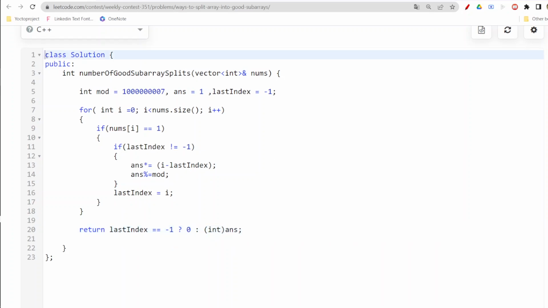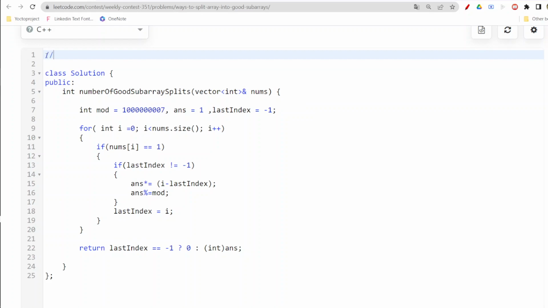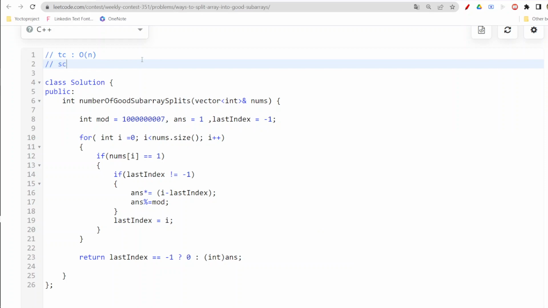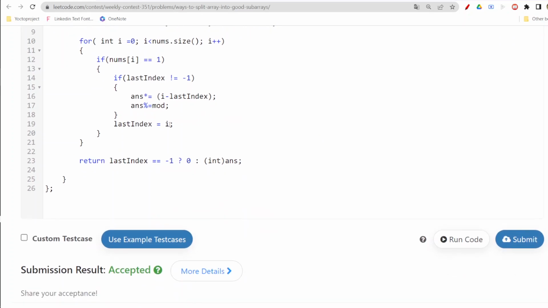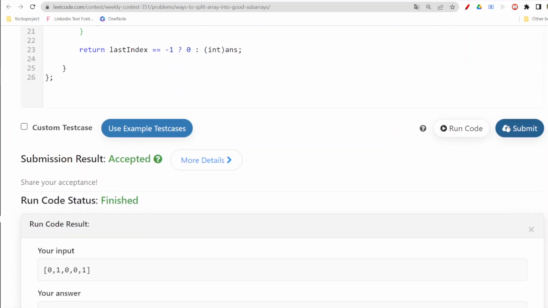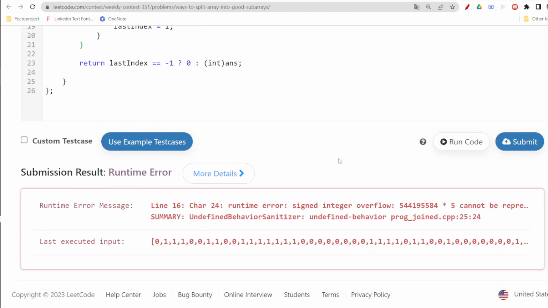So here we can see that this particular time complexity is basically order of n because of this particular thing. We are traversing this. And then the space complexity is order of 1. And that is because of the fact we are not using any extra space. So let us run this question. I've already coded this before. So it should get accepted.